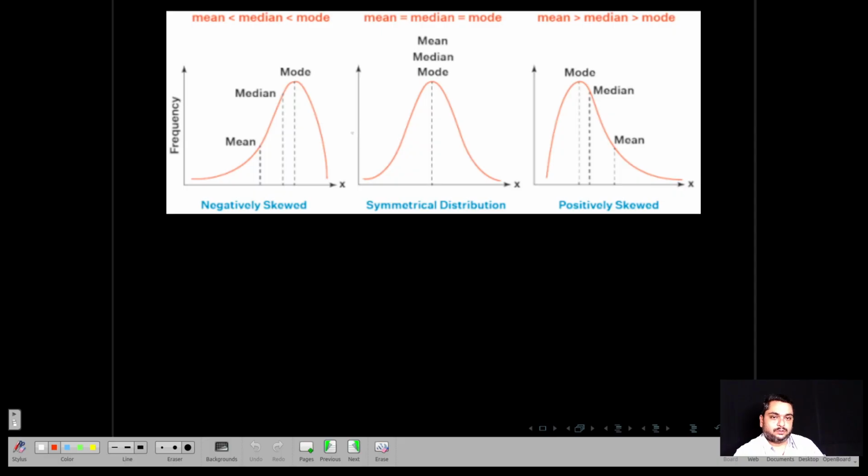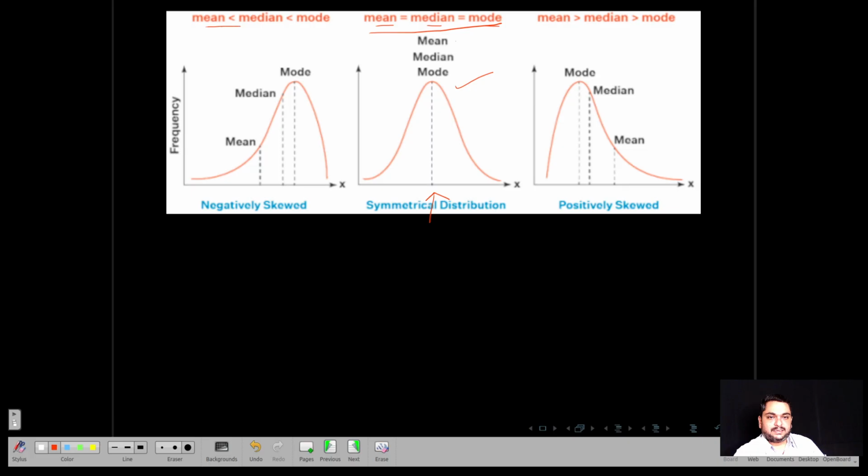This is how your distribution looks. This is called a symmetric distribution. Symmetric means mean equal to median equal to mode. That means data is very symmetric and variability is less. Mean you already understand. Median, mode means the frequency. What is the frequency of each data point? If they are all equal, then it is symmetric.